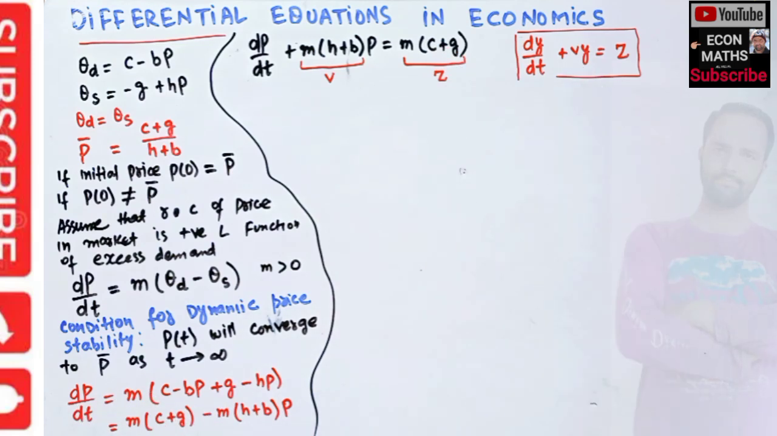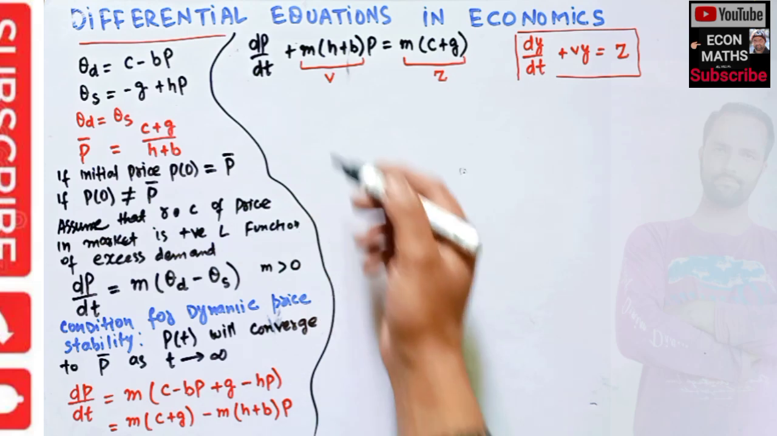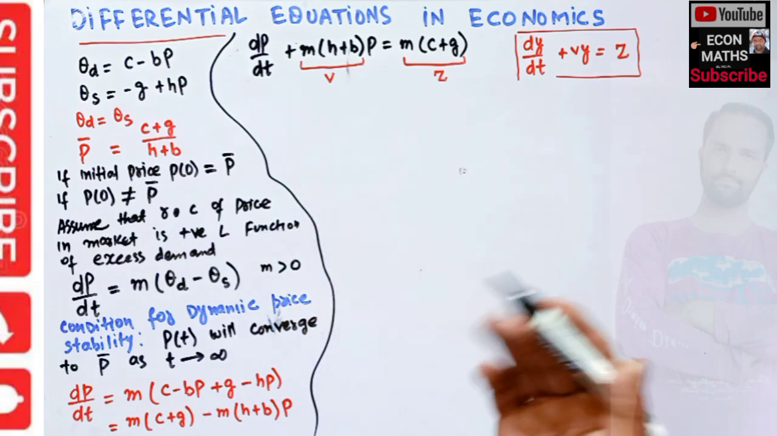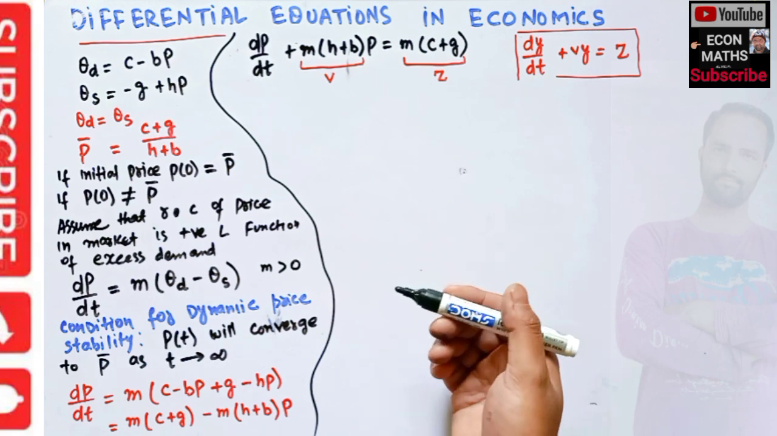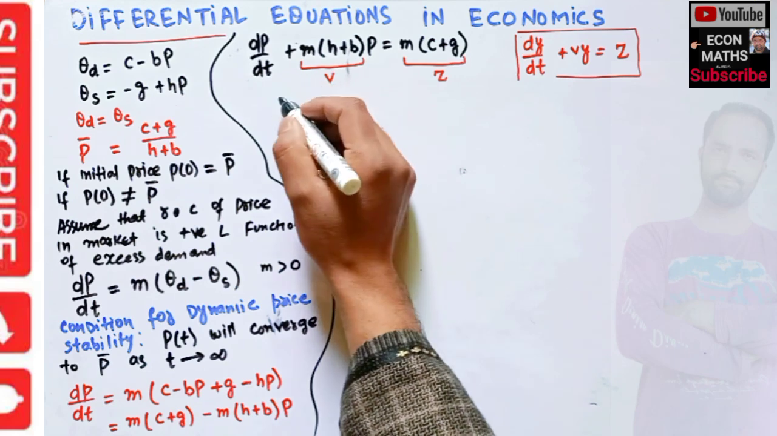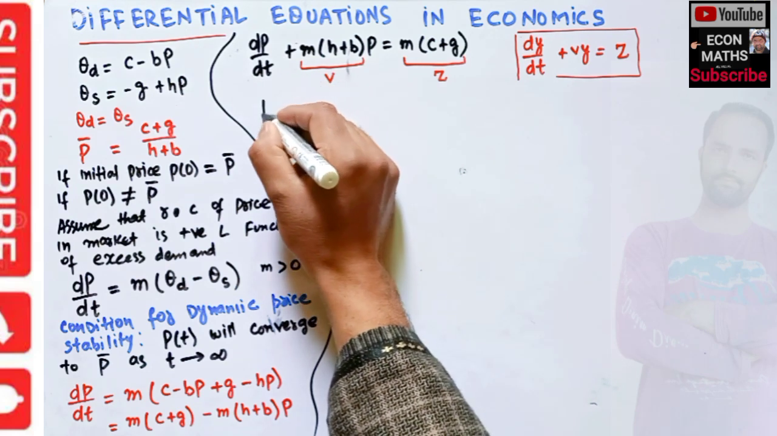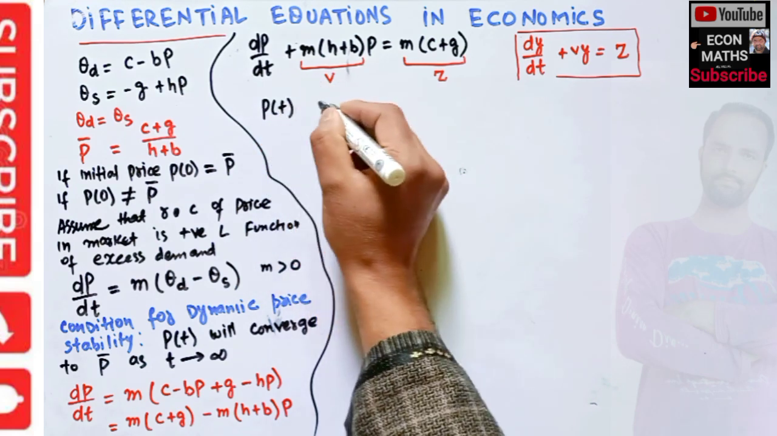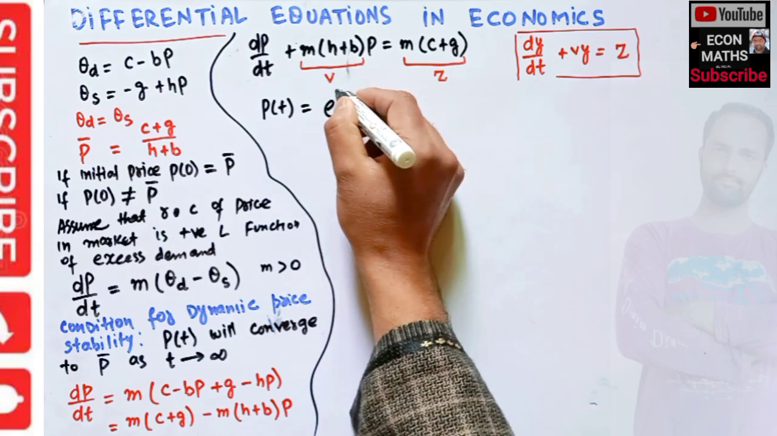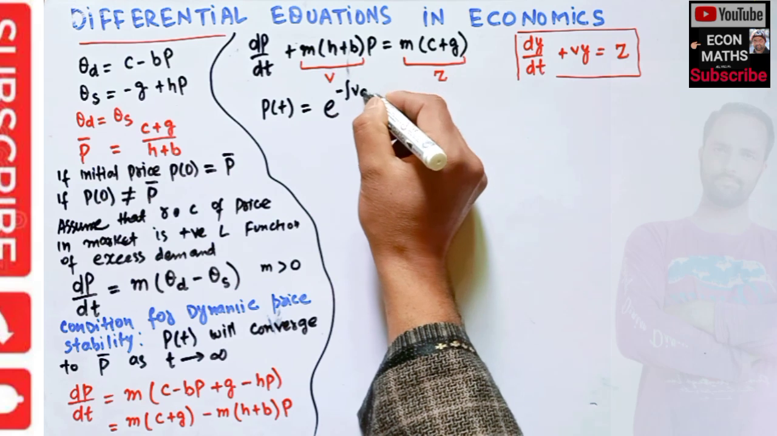Now the solution for this first order linear differential equation is given by, and I have shown it in the earlier videos, I will not be able to show it here because of the lack of space and time. So the solution of this is given by, we write p(t) is equal to e raised to the power minus integral of v dt.